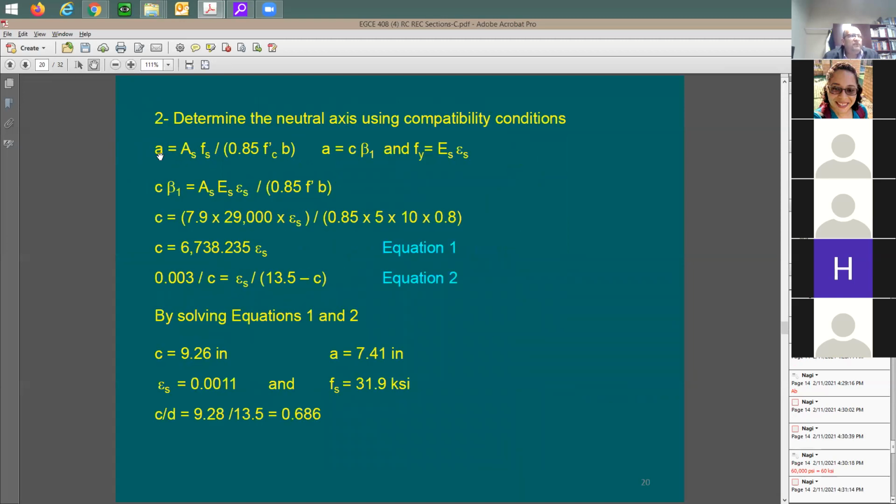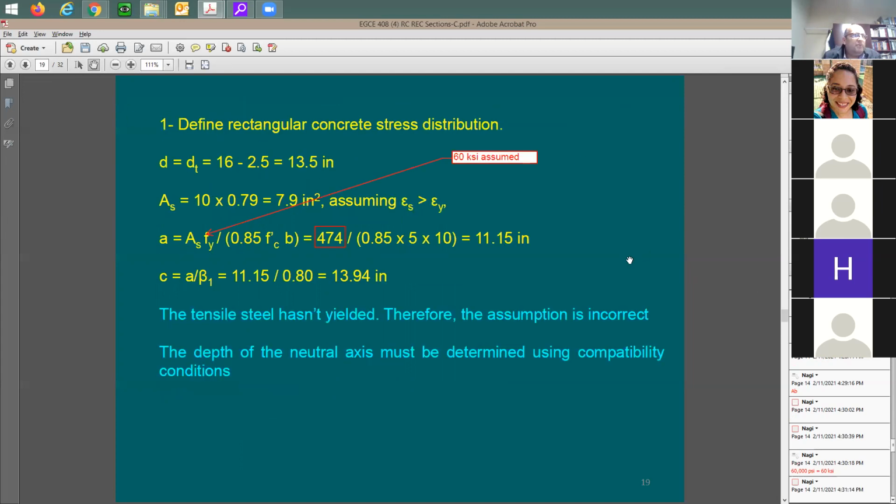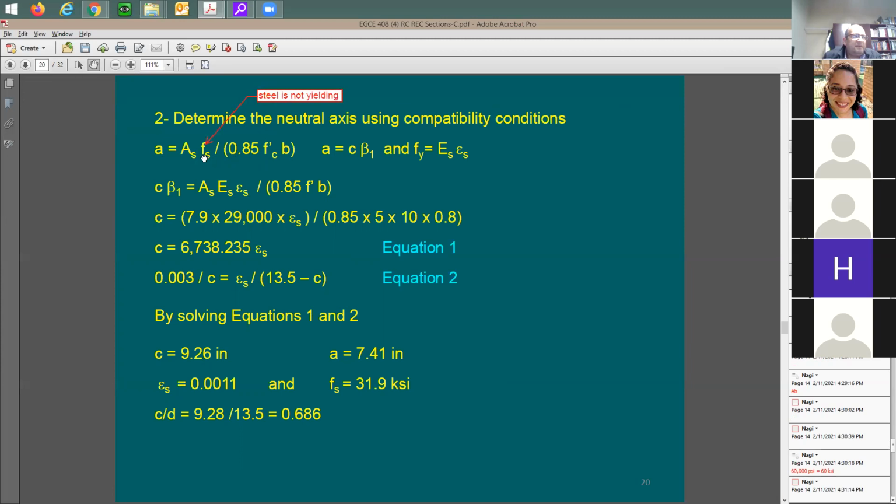Let me write here the equation for the compression block depth. Here we go. A is equal to As Fs. It is not Fy anymore, right? Because the steel is not yielding. So let me write this down. Steel is not yielding. So what does it mean? It's going to be now Fs. It used to be Fy. Let me take you back here a couple of slides. Okay, here we go. It used to be 60 KSI. Now it cannot. It's going to be just Fs.